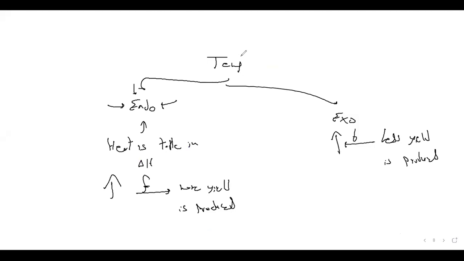The last one, temperature: endothermic and exothermic reactions. Endothermic means that heat is taken. Exothermic means that heat is given out. In an endothermic reaction, by increasing temperature, the reaction moves forward and more yield is produced. While in case of an exothermic reaction, by increasing temperature, the reaction moves backward and less yield is produced.